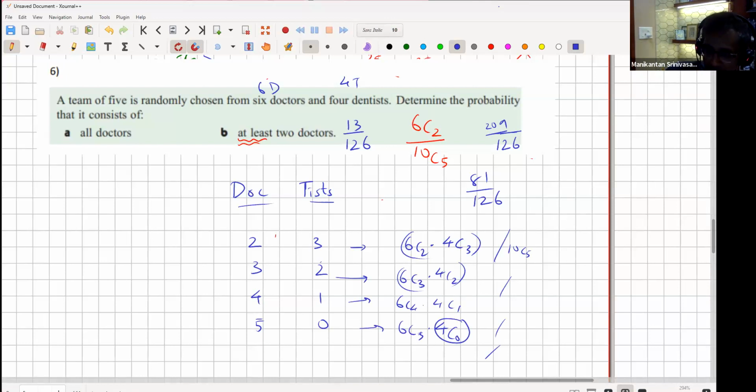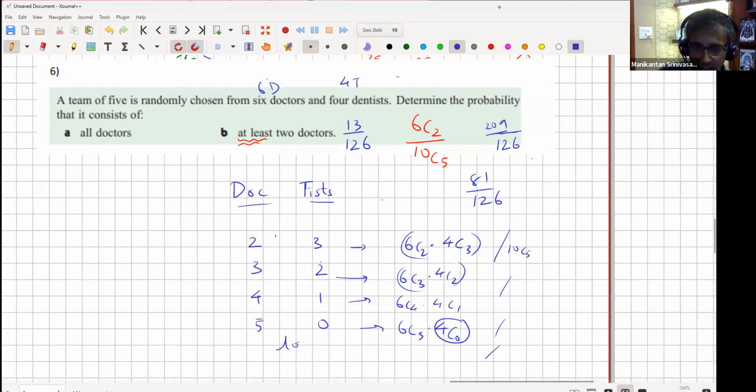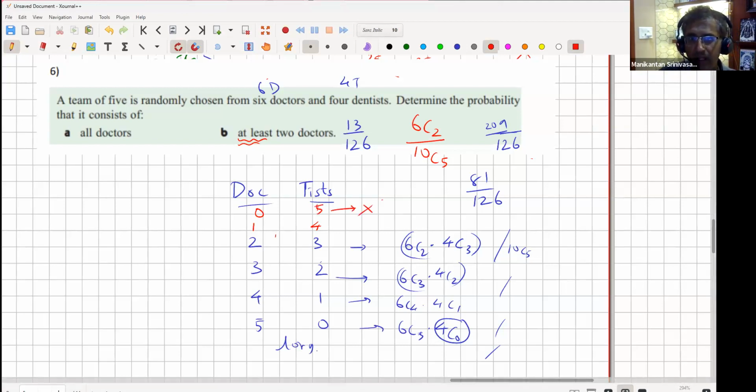Okay. And then you figure out all of these numbers, add. So which is obviously wrong. Obviously long, not wrong. Long, L-O-N-G. Okay. A shorter way would have been, what are the other cases? 1 and 4 or 0 and 5. But 0 and 5 is not even possible because there are only 4 dentists. How can we pick 5 dentists?